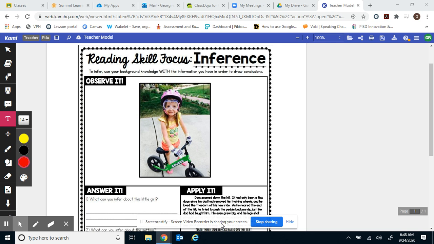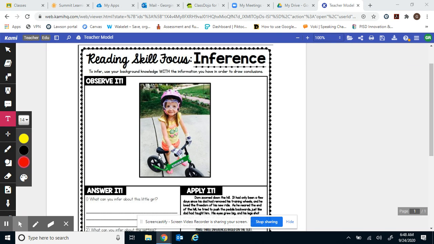Okay, boys and girls, today we're going to talk about inferencing. Now, we've already studied that inferencing is making an educated guess based on your background knowledge and information that you are provided by the author. We're going to start by looking at the picture of this little girl.